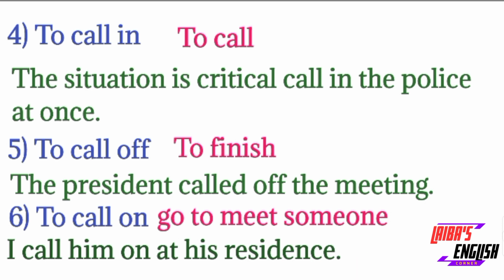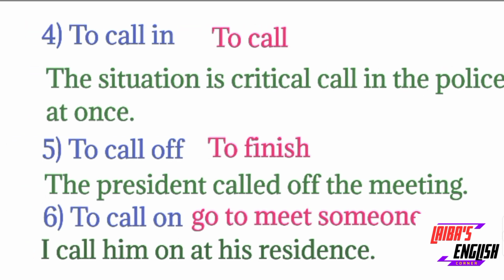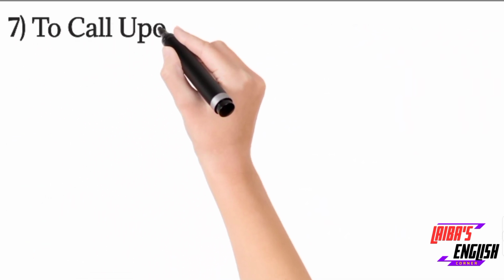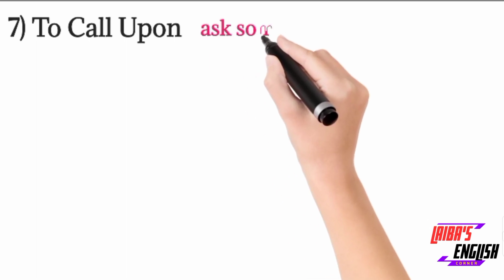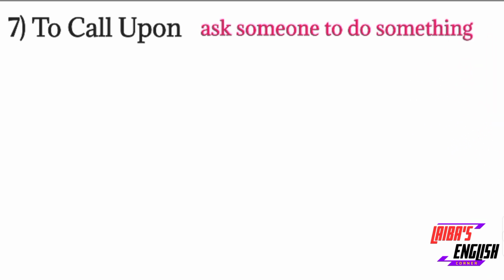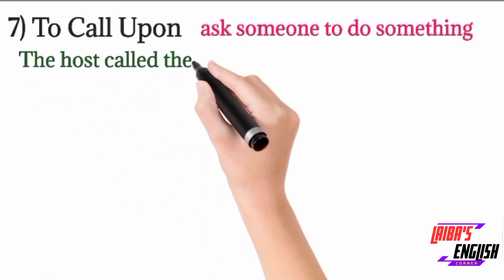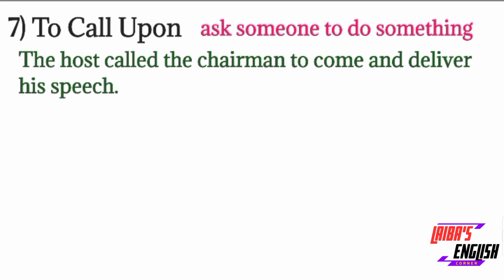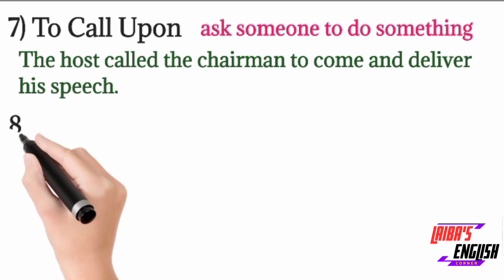Number 7 is to call upon. What's the meaning of to call upon? Basically, the meaning of to call upon is to ask someone to do something. When we ask someone to do something specific, it is known as to call upon. For example, the host called upon the chairman to come and deliver his speech. It means the host called someone to do something.